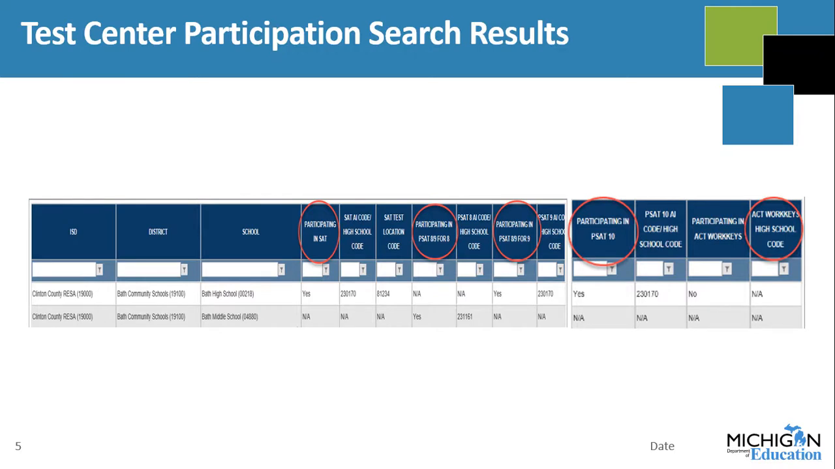The search results will list the schools based on the search criteria that you selected. You will notice that there is a separate column for each of the assessments, including a separate one for each of the grade levels for the PSAT. Schools only need to submit an intent to participate for the SAT, PSAT 8/9, PSAT 10, and ACT. It is not needed for any of the other state assessments.